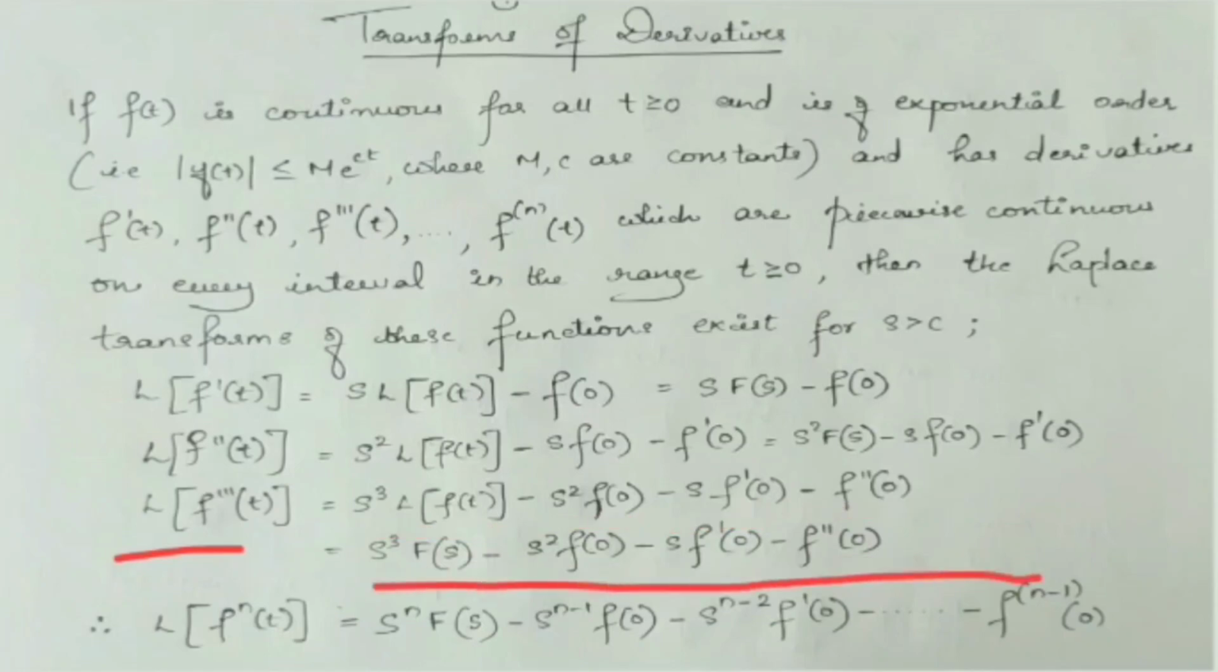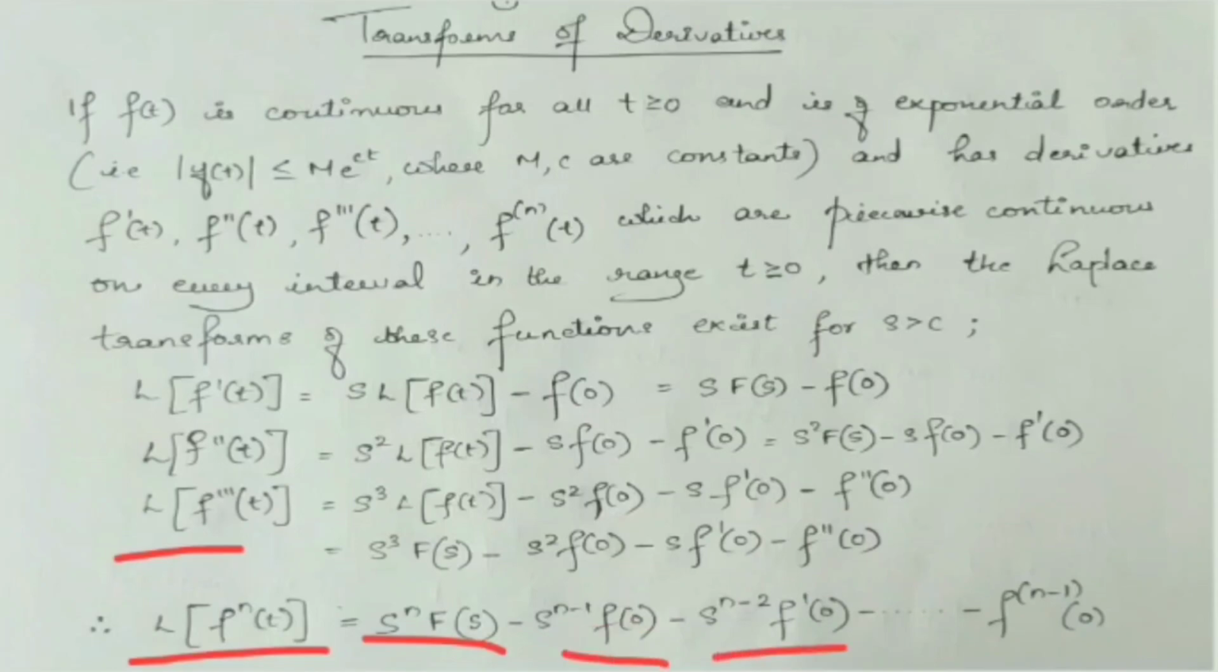So, in general, we can write it as Laplace of f raised to n of t is equal to s raised to n F of s minus s raised to n minus 1 f of 0 minus s raised to n minus 2 f dash of 0 minus up to minus f raised to n minus 1 of 0.